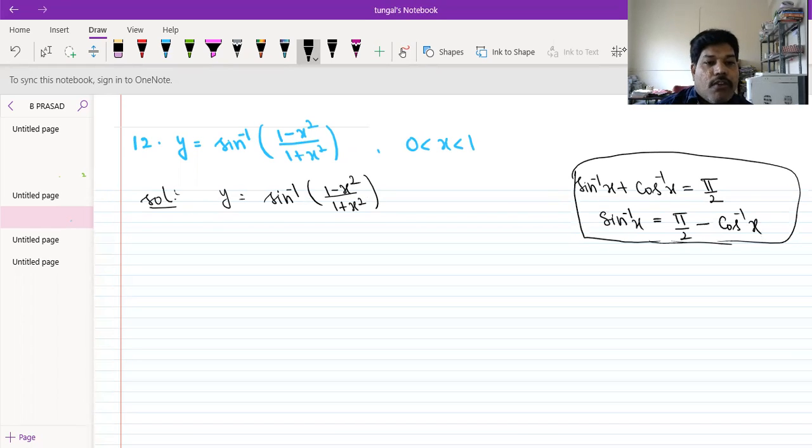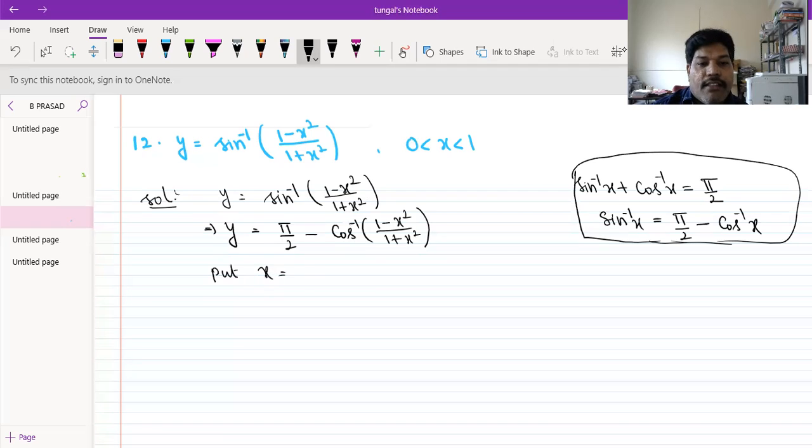First we will take y is equal to sine inverse x, which can be written as pi by 2 minus cos inverse of (1 minus x square) by (1 plus x square). Then the remaining process is the same, only one step will be changed here. Put x is equal to tan theta once again.